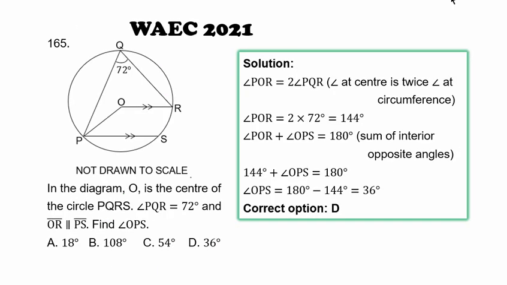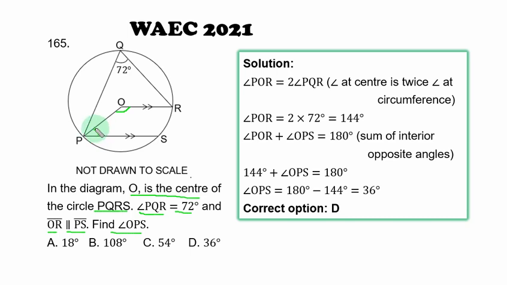Example 165. In the diagram, O is the center of the circle PQRS, angle PQR is equal to 72 degrees, and OR is parallel to PS. Find angle OPS. That is this angle. Now, OR is parallel to PS. So this angle is interior, this angle is interior, and their sum is 180 degrees.